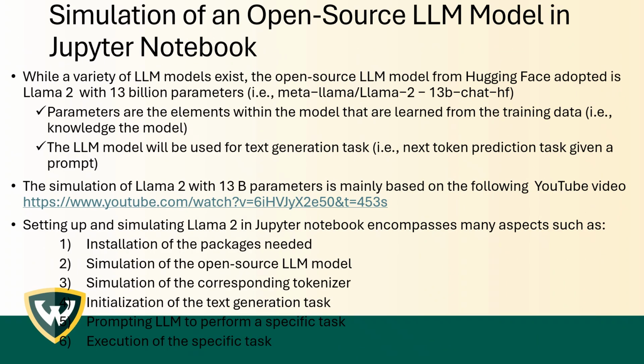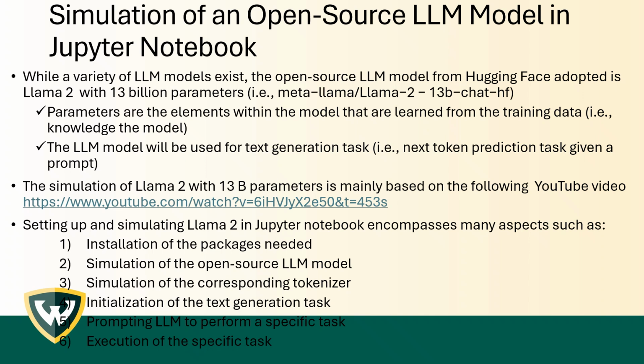While a variety of LLM models exist, the open source LLM model from Hugging Face adopted in this tutorial is Llama2 with 13 billion parameters. So what do we mean by parameters? Parameters are the elements within the model that are learned from the training data. For example, Llama2 with 13 billion parameters is more knowledgeable than Llama2 with 3 billion parameters or Llama2 with 7 billion parameters. While large language models can perform a variety of tasks, in this tutorial, the LLM model will be used for text generation tasks.